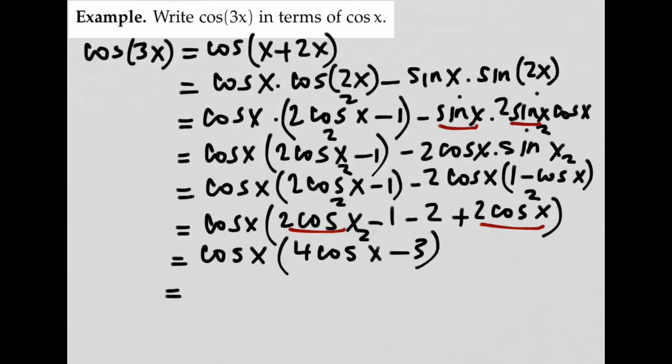Let's find the final answer by distributing. Cosine x times 4 cosine squared x is 4 cosine cubed x, and cosine x times minus 3 is minus 3 cosine x. Therefore, cosine of 3x is 4 cosine cubed x minus 3 cosine x. Notice our answer is entirely in terms of cosine x.